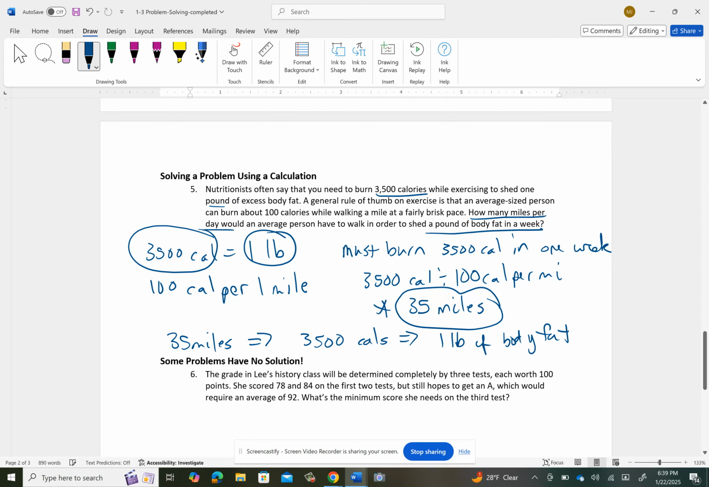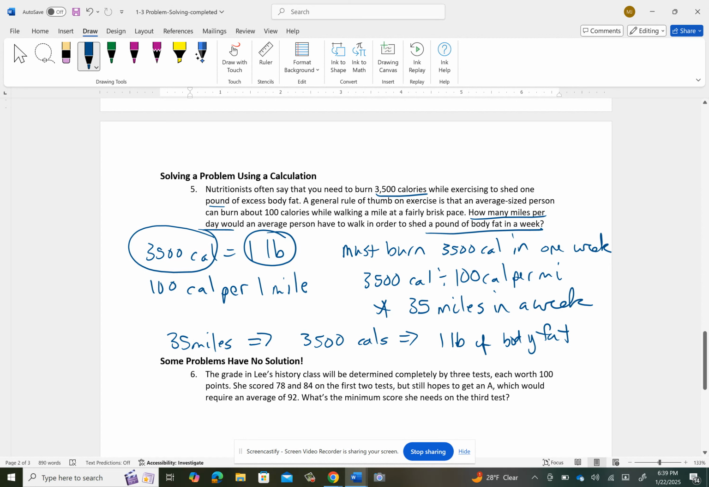Okay, so 35 miles, that would be what I would have to do in a week, actually. So let me erase that. That's in a week. All right, and so now let's double check that we answered the question. It says how many miles per day? So 35 miles in a week checked out, okay?